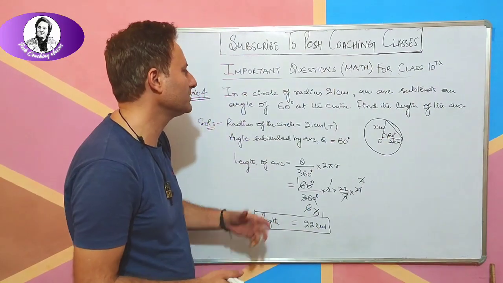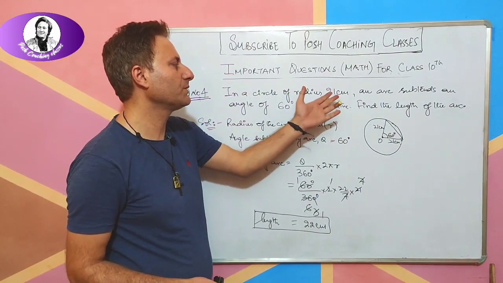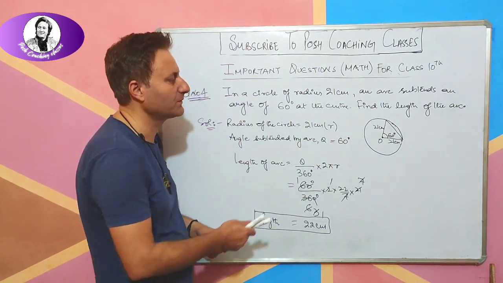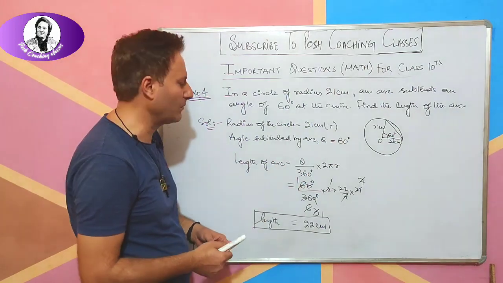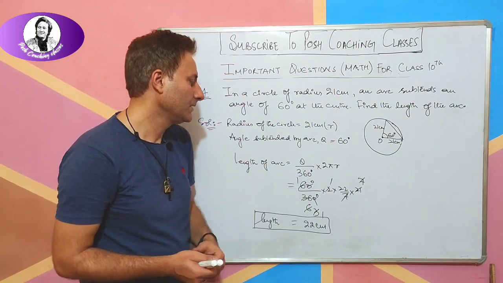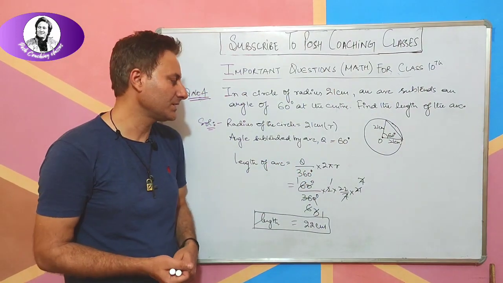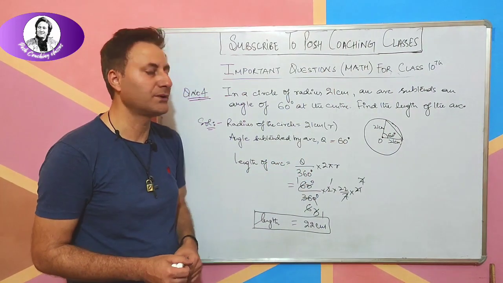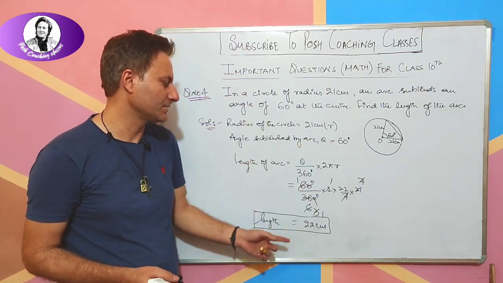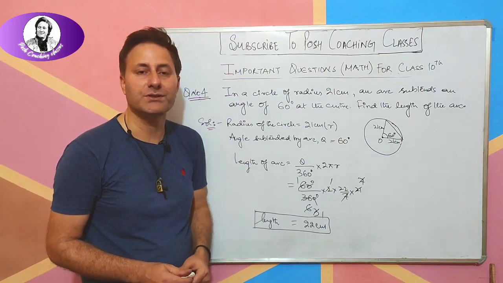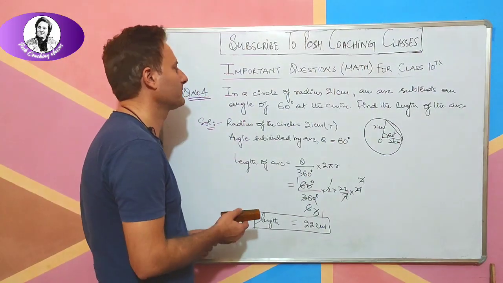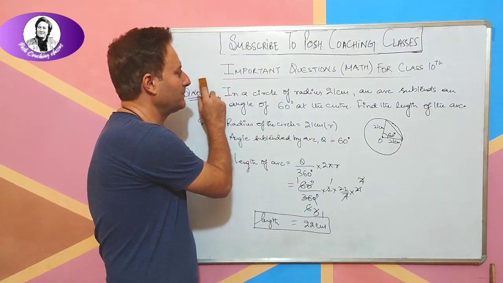So I hope you understood. The question was, the radius was given as 21 centimeter, and then we have an angle of 60 degree that was given. So we just use the formula. Length of arc is theta upon 360 degrees into 2 pi r, that is the circumference of the circle, and then we just put all the values and cancelled out, and we got the answer, that is 22 centimeter. Clear? Done? I'll just rub this off.